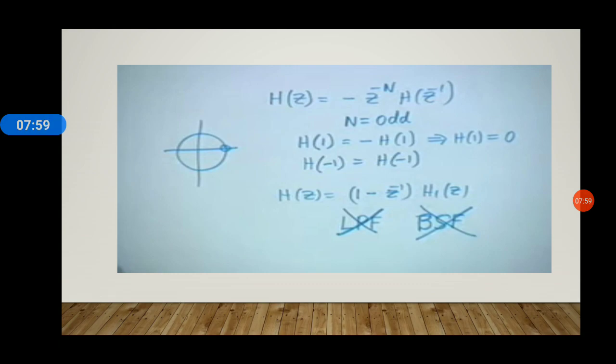So we see all the type 2, type 3 and type 4 have limitations. So the best filter among the 4 types we have studied today is the type 1 filter, which has no limitations of designing.